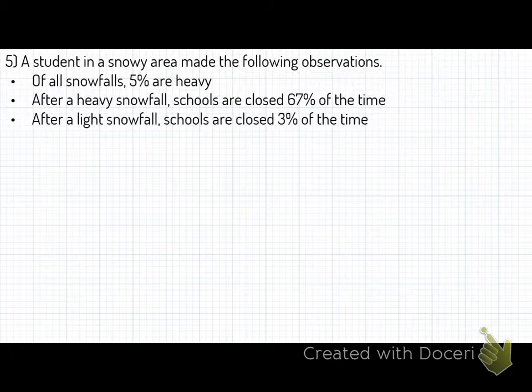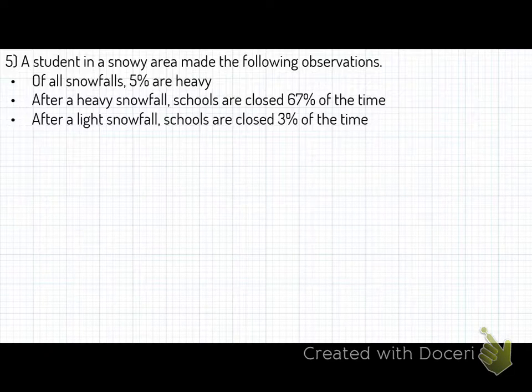So a student in a snowy area made the following observations. Let's say you knew a friend that lived in Colorado or where it snows a lot. On all snowfalls, the student realized 5% of snowfalls are heavy, meaning they're really super bad. After a heavy snowfall, schools are closed 67% of the time. The kid realized, hey, 67 or 2/3 of the time, the school's closed. But after light snowfall, the student also figures out school's only closed like 3% of the time. Very rarely does it ever close.